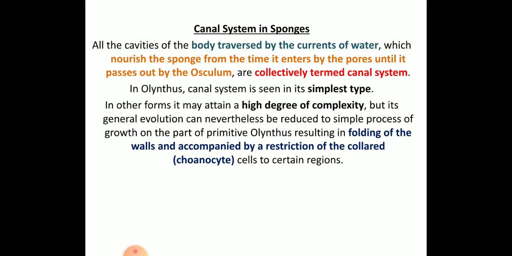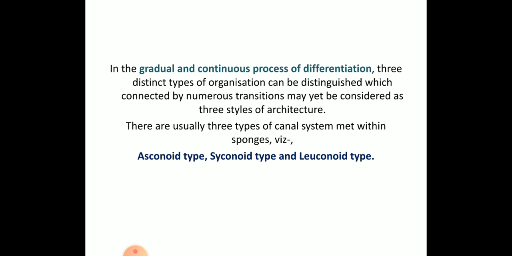So this high degree of complexity which is seen in the sponges is mainly due to the primitive type folding of walls accompanied by restrictions of choanocytes or collar cells. So that is about the canal system. Let's see one by one what are the different types. So as I said, the types are asconoid, syconoid and leuconoid.